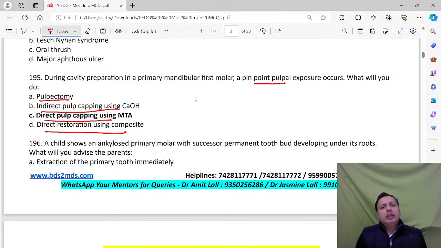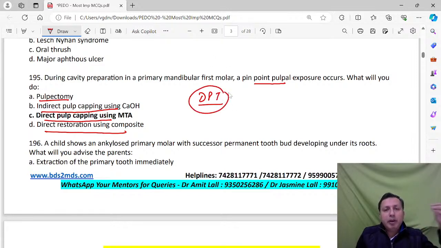Now I have told you that generally direct pulp therapy, that is DPT, is contraindicated in the primary teeth. The reason is that the spread of infection is very fast. If you see the previous MCQs asked in the AIPG papers, they were using the term pulp capping or direct pulp capping for a procedure such as pulpotomy. So in this case the option is direct pulp capping using MTA, and that is basically the pulpotomy with MTA. In the earlier days, the terminology they used in the MCQs for pulpotomy was basically direct pulp capping.